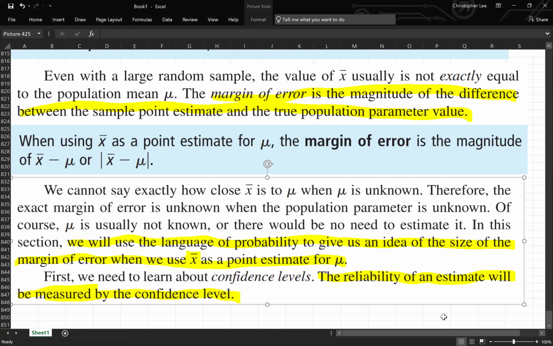So we cannot say exactly how close X bar is to mu when mu is unknown. Therefore, the exact margin of error is unknown when the population parameter is unknown. Of course, mu is usually not known, or there would be no need to estimate. In this section, we will use the language of probability to give us an idea of the size of the margin of error. We use X bar as a point estimate for mu. First, we need to learn about confidence levels. The reliability of an estimate will be measured by the confidence level.